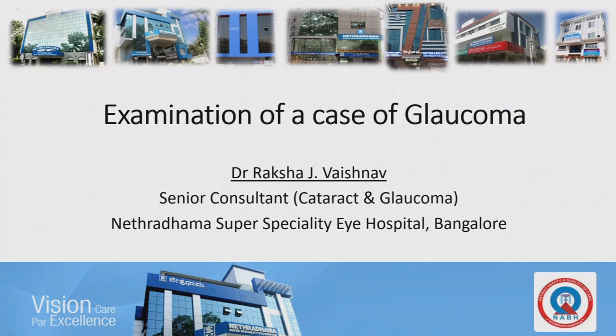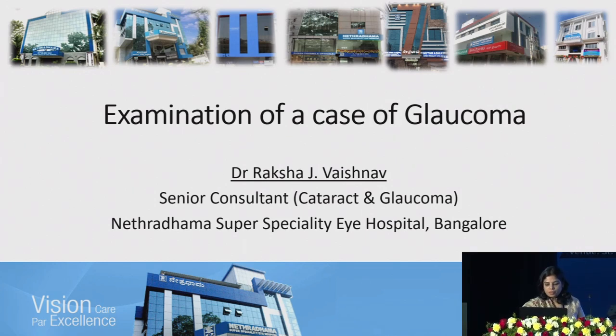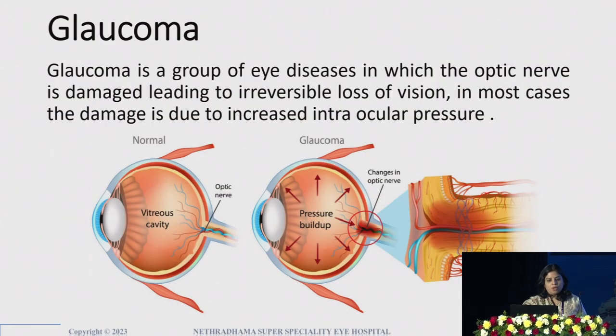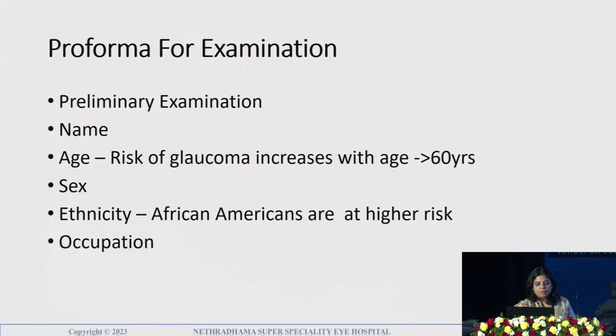My topic for discussion today is examination of a case of glaucoma. As we all know, glaucoma is a group of eye diseases in which the optic nerve is damaged because of increased intraocular pressure and causes peripheral visual field defect. We'll go step by step, starting with preliminary examination.